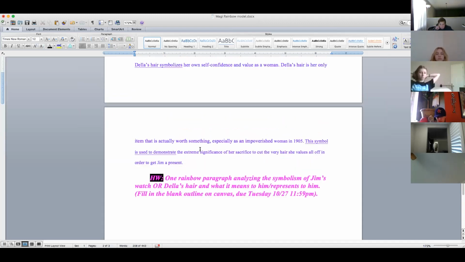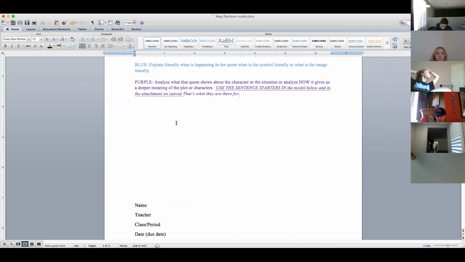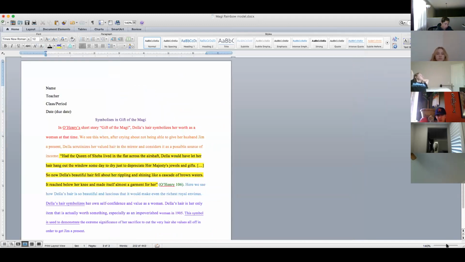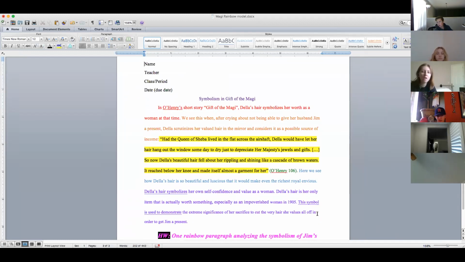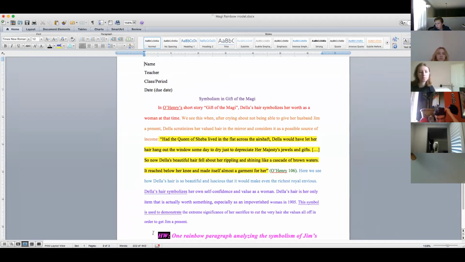Okay, so that is your sample paragraph. I'll put that kind of on a clean page so you can see it, but that is what your paragraph should look like in length, in format. What questions do you have?